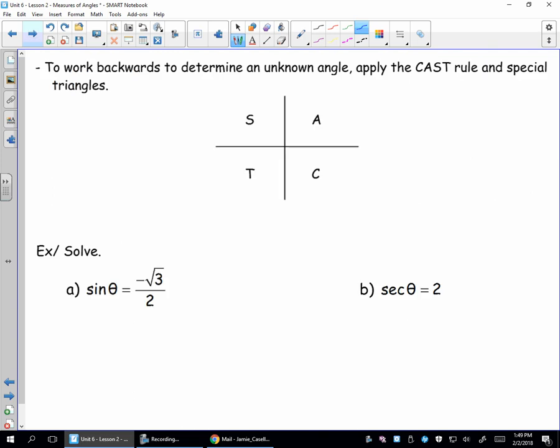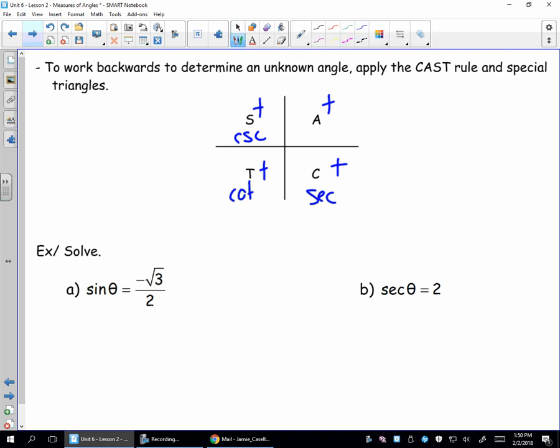Okay. We can also work backwards. You might remember the CAST rule. The CAST rule tells us where different ratios are positive. The cos ratio is positive in this quadrant, as is secant. They're all positive in that quadrant. Sine is positive, as is cosecant. And tangent is positive, and so is cotangent. Most answers will have two different possibilities because we don't know which quadrant we're in, and of course, they tell us.